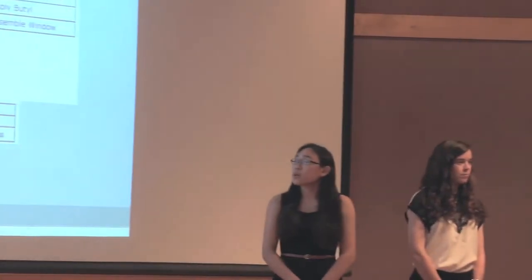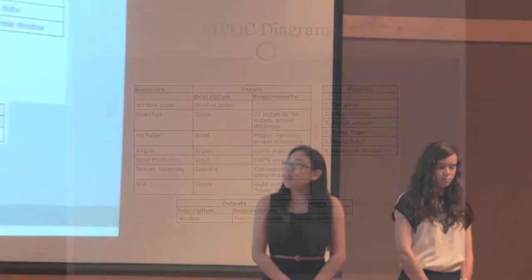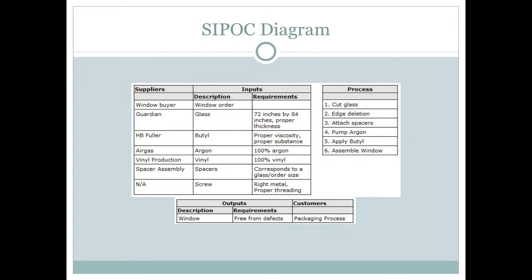So we used a SIPOC diagram to identify the process we'll be studying. SIPOC stands for Suppliers, Inputs, Process, Outputs, and Customers. And we have limited our process to starting with the cutting of the glass and ending with the assemblage of the window, which includes a sash and a frame, and excluding shipping and packaging.